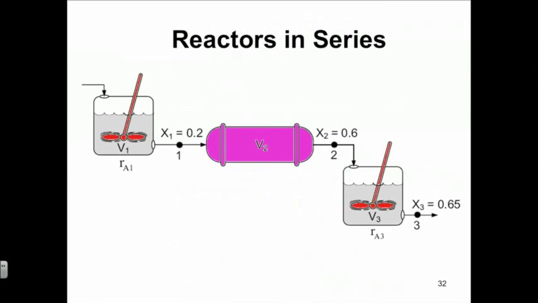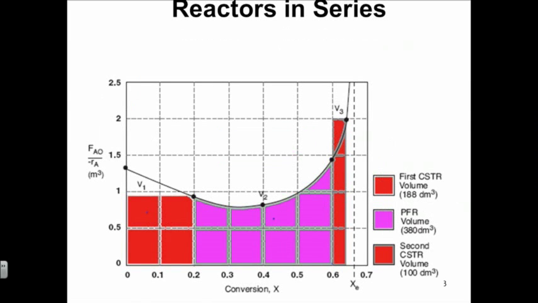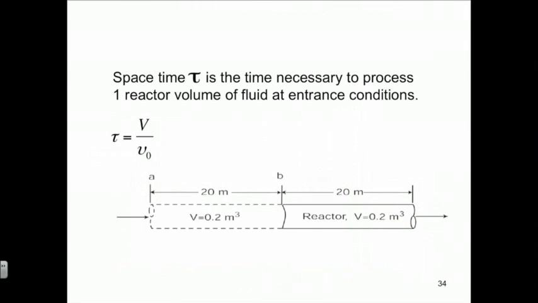So, summing up here, we had 3 reactors in series, and we were able to size each one of them using a Levenspiel plot. And for the real data we've taken from Chapter 6, this is what it'll look like. The volume of the first CSTR is 188 decimeters cubed. The volume of the plug flow reactor is 380 decimeters cubed. And the last CSTR is 100 decimeters cubed, necessary for the conversion from 0.6 to about 0.64. So that essentially is the end of lecture 2.